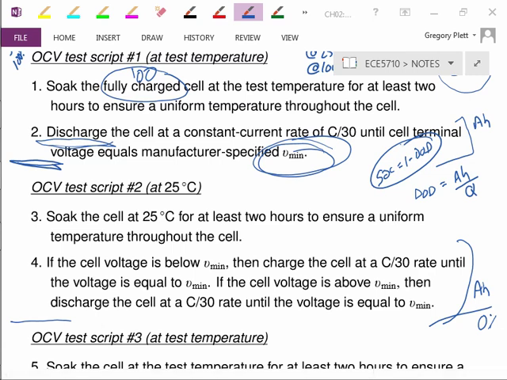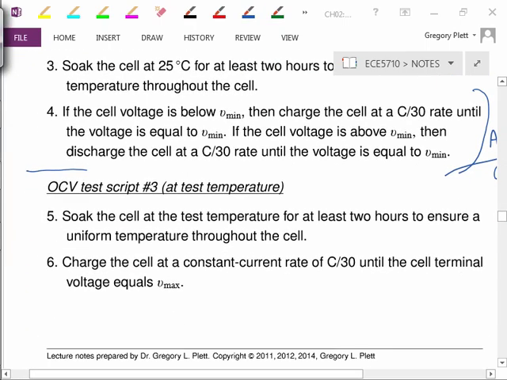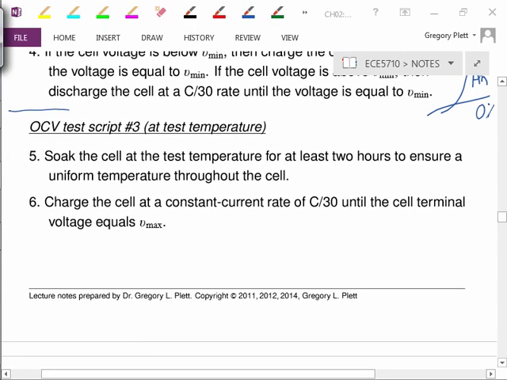That's the first half. The second half does the same thing, only charging. So I return the cell to the test temperature for at least 2 hours, and I charge the cell at a constant current rate until the cell terminal voltage equals Vmax. Now I know I begin this at 0%, but I have no idea what the state of charge is when I achieve Vmax because, again, Vmax corresponds to 100% SOC only if I'm resting at room temperature, and I'm not. I'm at some other temperature, the test temperature.